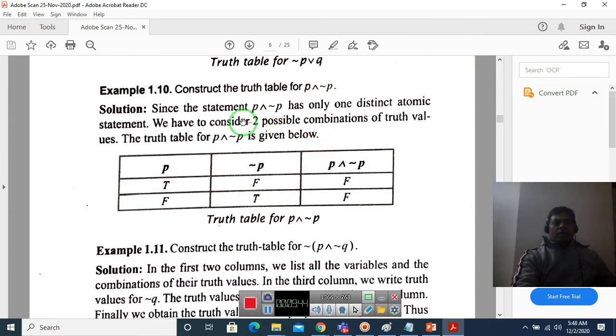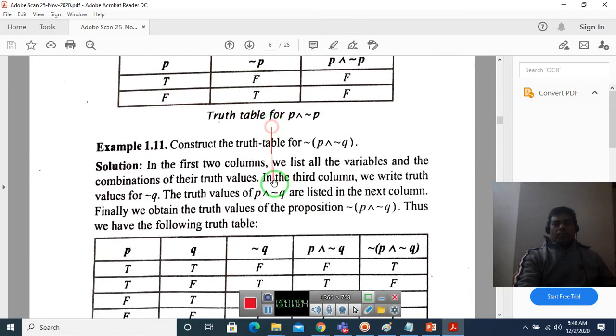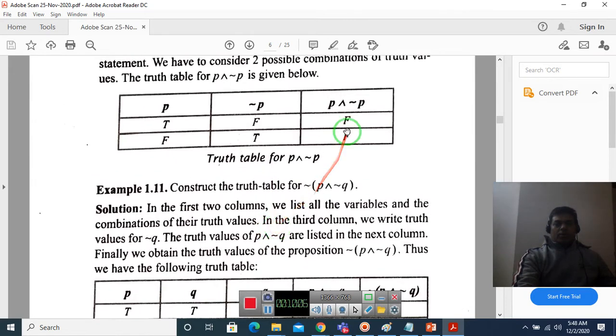In a similar manner, basically this is the idempotent law. In a similar manner, we can make the truth table for this. We have only one variable P, so 2 to the power 1, that is 2, possible combinations. So true, and the negation of P is false; false, and then true. Then we find the contradiction.